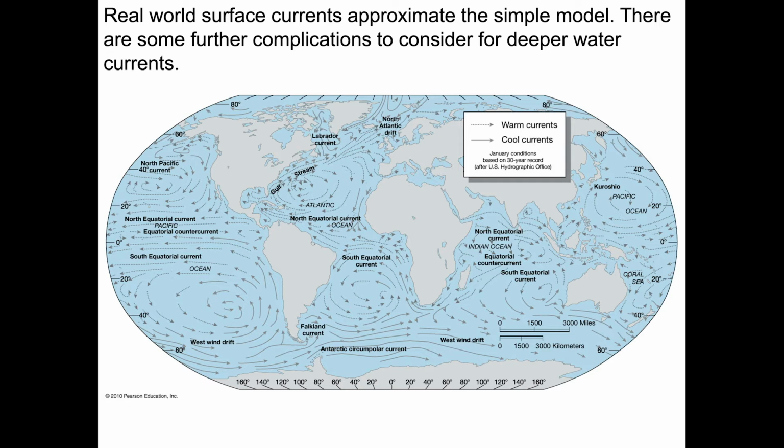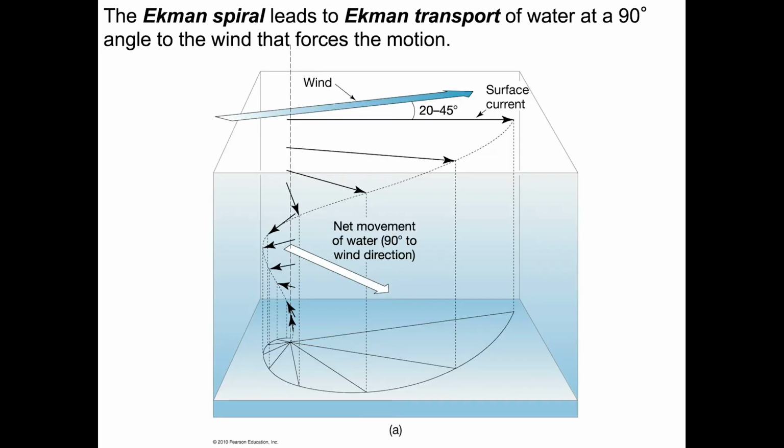When you go down into the ocean, it doesn't look the same as it does from a satellite image like this. One of the things we need to consider is what's known as the Ekman spiral. This Ekman spiral generates what's known as Ekman transport of water. This Ekman transport dictates that water is going to move at a 90-degree angle relative to the wind that forces the water's motion. What the heck does that mean?